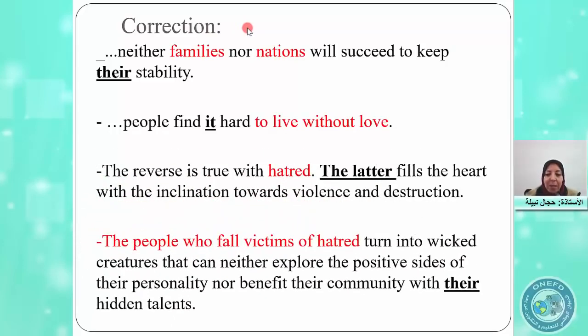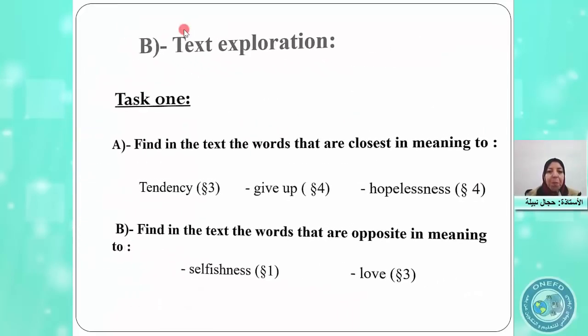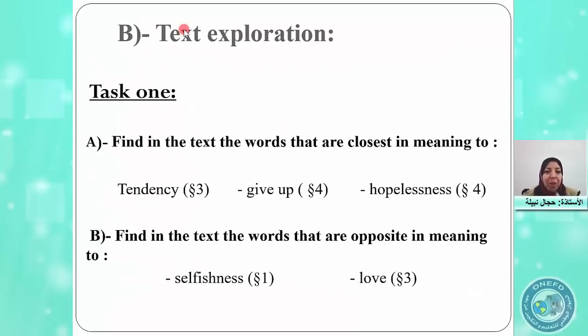There, in this sentence, refers to the subject, the first subject of the sentence, the people who fall victims of hatred. So if you answer the people, of course, it might not be sufficient, because we need to specify who these people are. They are not all people, but especially the people who fall victims of hatred. So we have finished with comprehension.